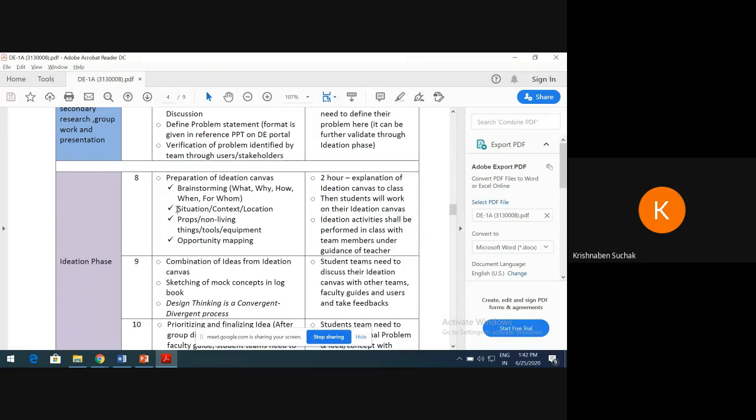Then situation, or you can say context or location. You have to enter all these things. Whatever things I am highlighting here are the things you need to enter in your canvas. There would be different partitions and you need to enter all these things in there.